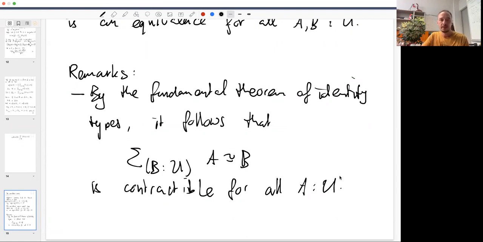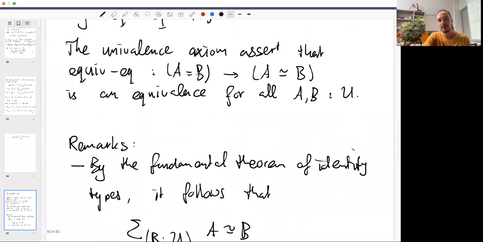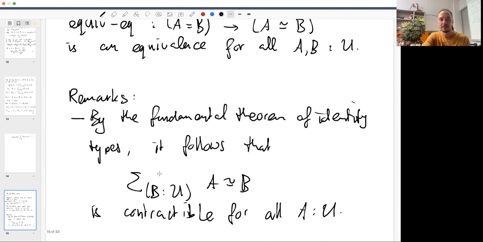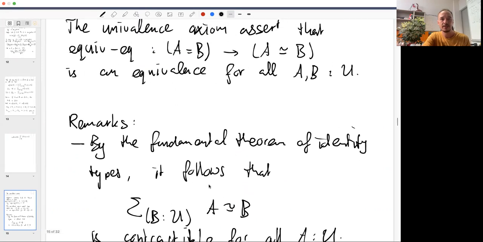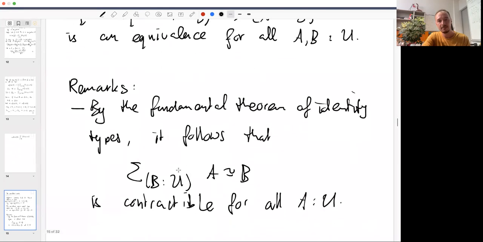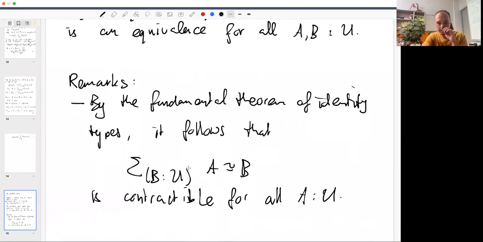So for those of you who don't recall the fundamental theorem of identity types, it was the theorem that says that if you have a candidate characterization of your identity type, so in this case A is equivalent to B, then the canonical map that goes from the equalities into the type family that you use to characterize the identity type with is an equivalence if and only if the total space is contractible. So the first thing that we observe is if we assume univalence, then it must be the case that the total space of all equivalences is contractible.